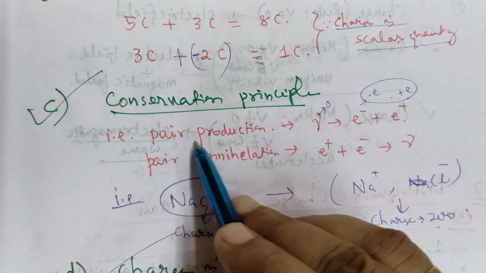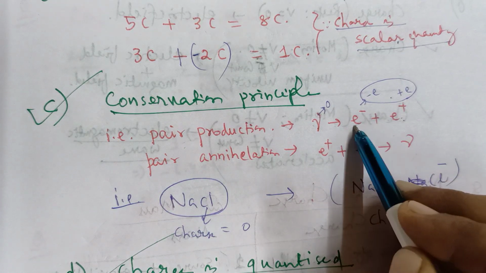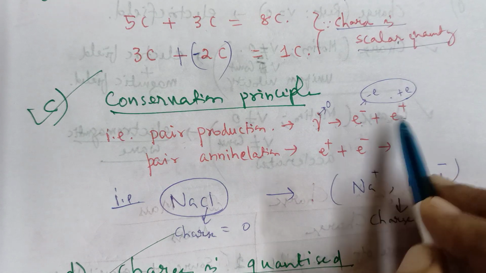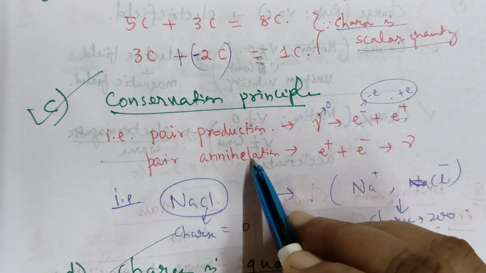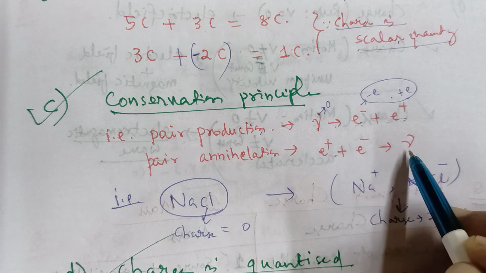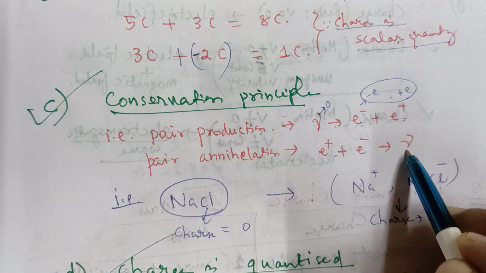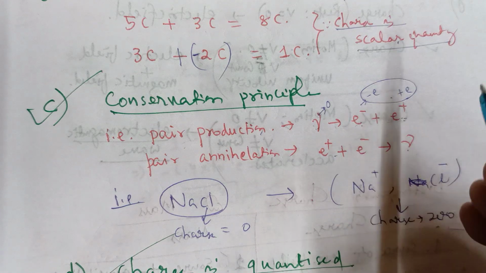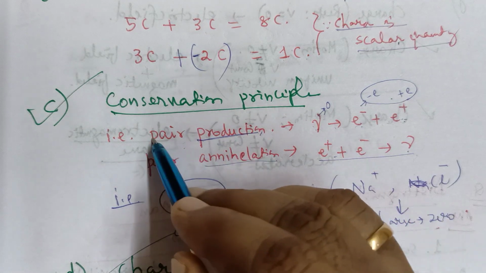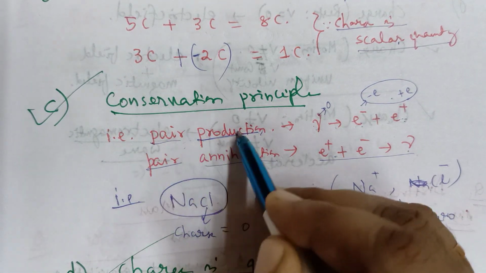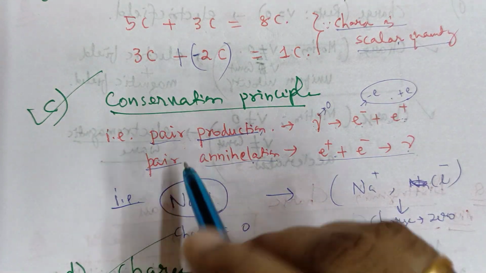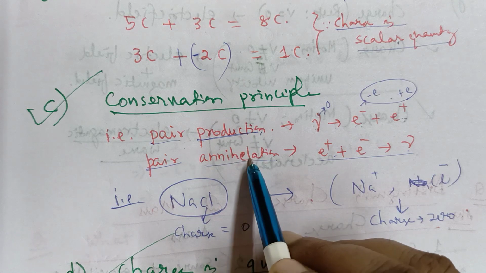This is an example of pair production. Electron and positron are taken as a pair. A photon splits into an electron and a positron. This is known as pair production. Similarly, pair annihilation: a positron and a negative electron, when they fuse, give a photon or light. This is annihilation and that is production. Pair means two. Pair production and pair annihilation are examples of conservation. If a question asks you to give an example of conservation of charge, you can give this example.